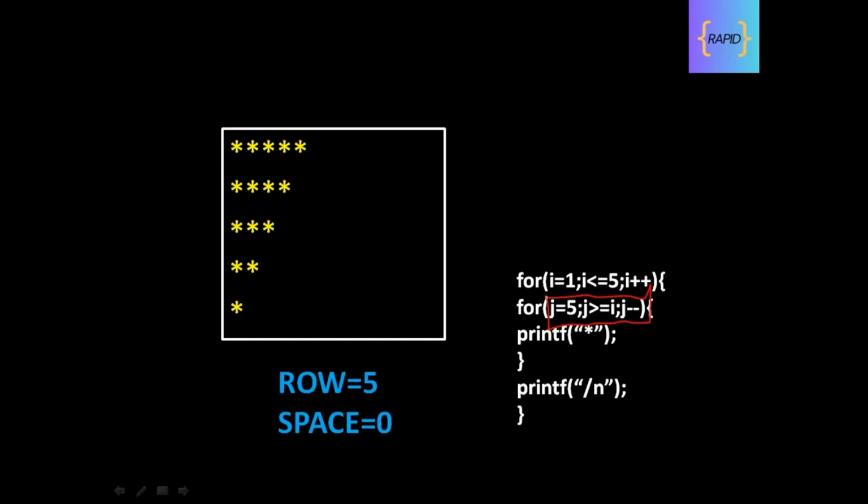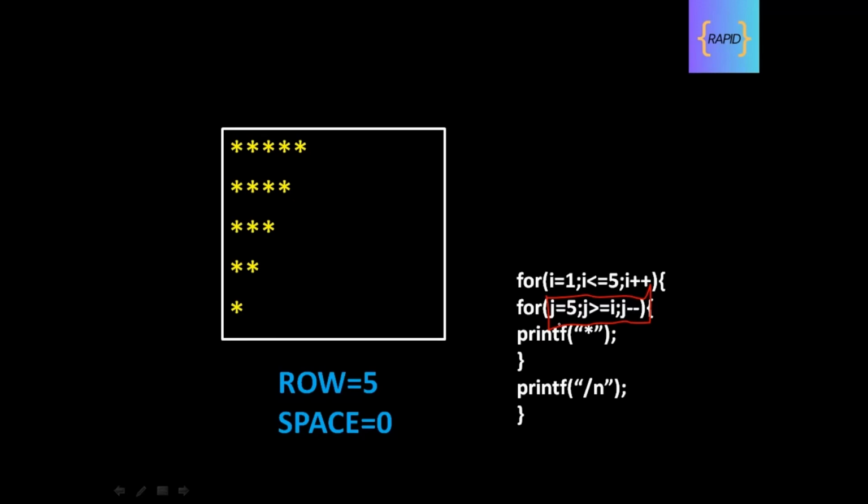Why did we change this? Because in the first row we want 5 stars. So start j with 5 and compare j with i, and then we decrement j by 1. So it is very similar to our previous program. You can just see this and you will understand how it works. And I'm not going to explain the process again because it is very similar to the previous one.